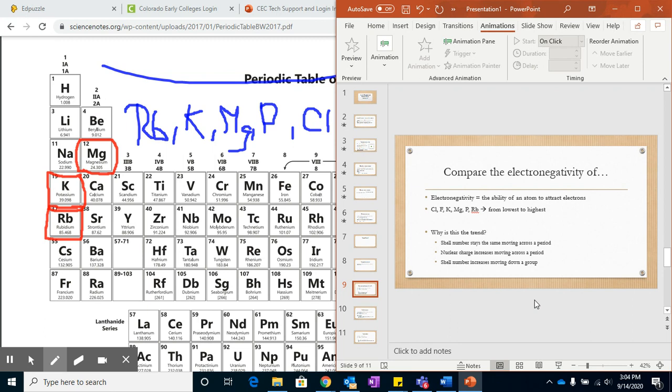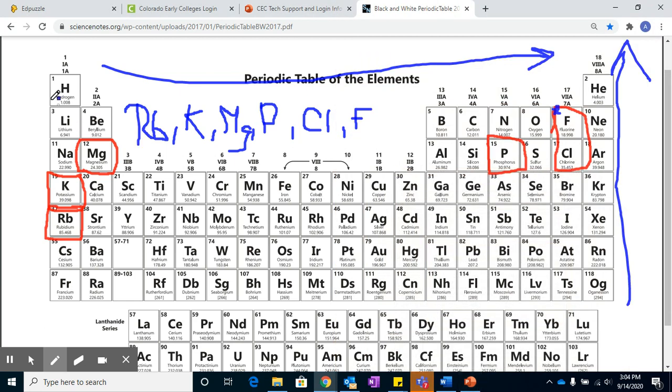So our shell number, and that just means how many shells of electrons we have, is going to stay the same moving across a period, so moving from left to right. For example, period 1 has 1 shell. Period 2 has 2 shells. Period 3 has 3 shells, and so on, okay?